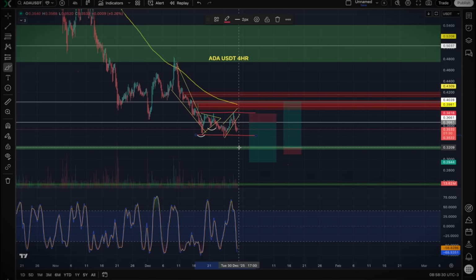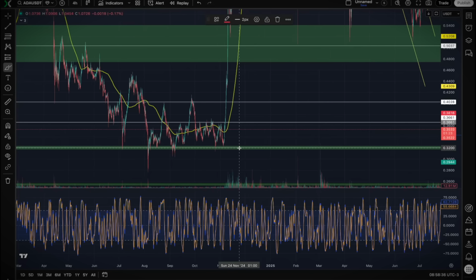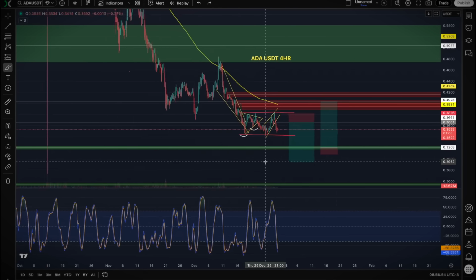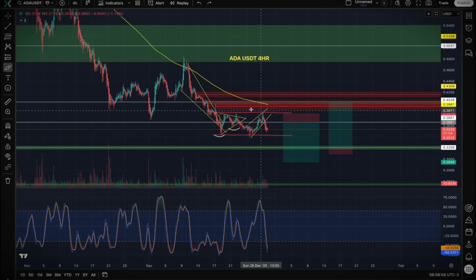And again, the next logical place for a long play is going to be around 0.32. But even that area, although quite clearly defined, and you'll see this obviously is acting as resistance previously as well, there is obviously a little bit of a range here as well. So, there's quite a lot of ambiguity at the moment about where the best place to enter ADA is. But the most relevant thing to understand is you've got this range you can trade in.